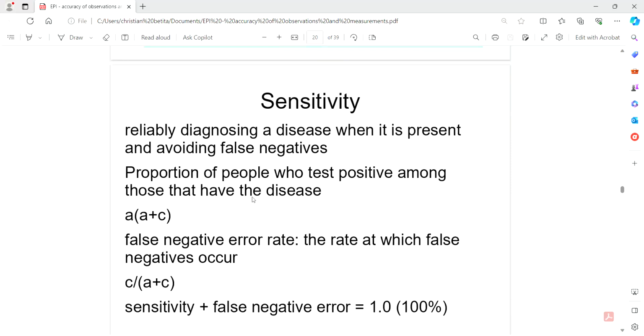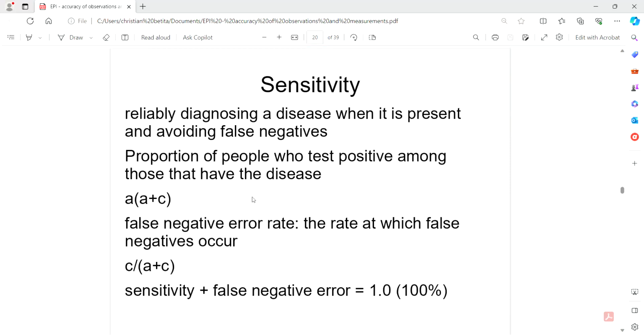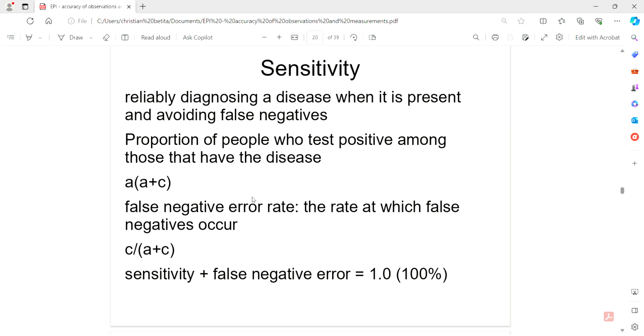Okay, so sensitivity is reliably diagnosing a disease when it is present and avoiding false negatives. This is the proportion of people who test positive among those that have the disease, and it's given by the formula A over A plus C. The false negative error rate is the rate at which false negatives occur, and is given by the formula C over A plus C. Sensitivity plus false negative error is equal to 1 or 100%.